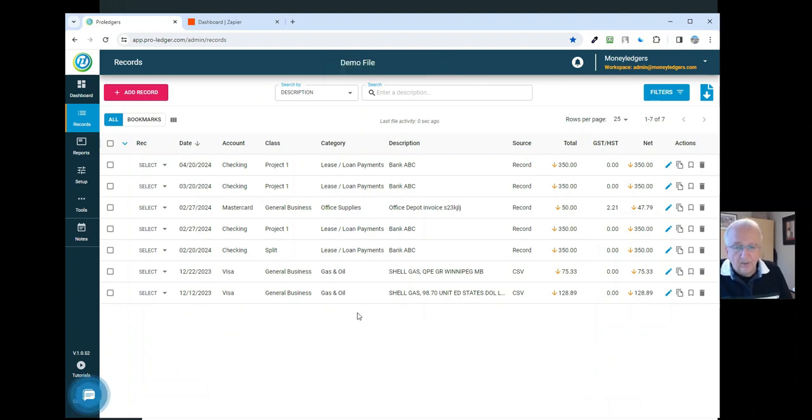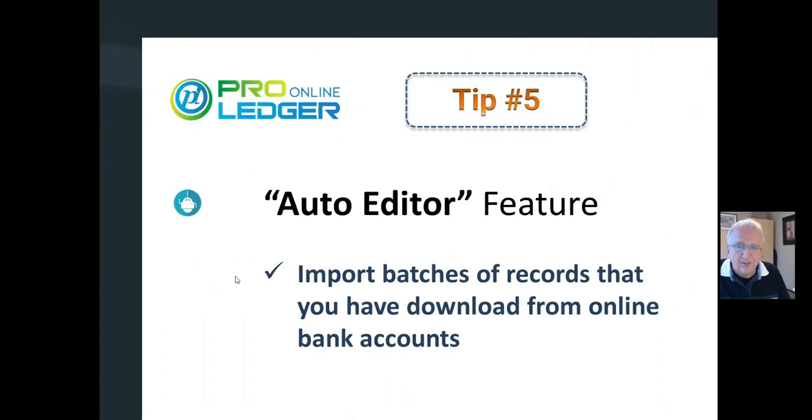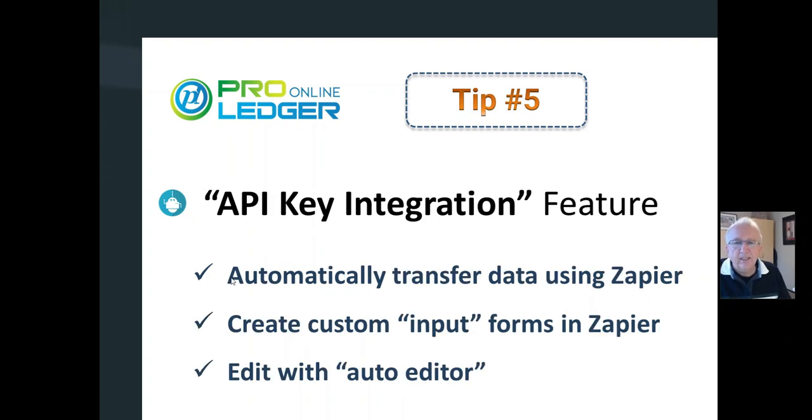Now you can upload a CSV file with thousands of entries, and you can edit them all using the same process I just showed you. So you can do your work very quickly using those features. And there is a video on how to use the import feature and the auto editor feature in more detail in our how-to tutorials. Next one is the API key integration feature.